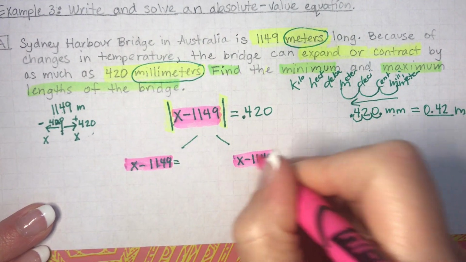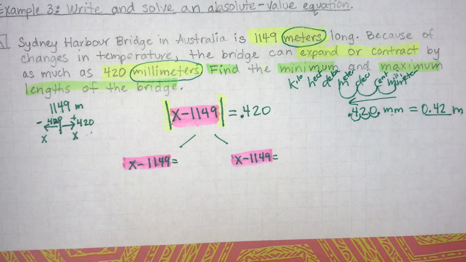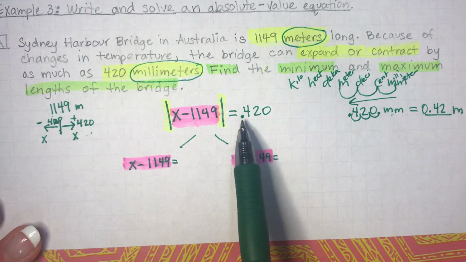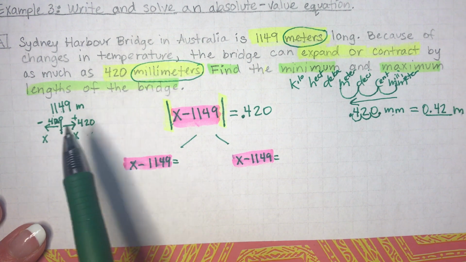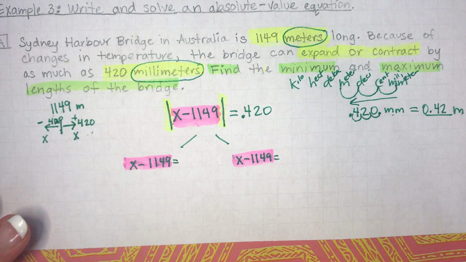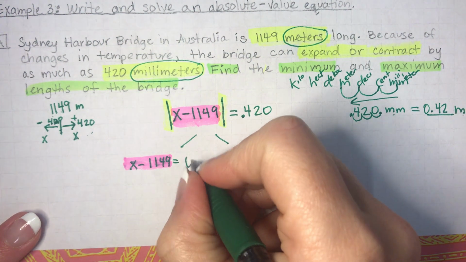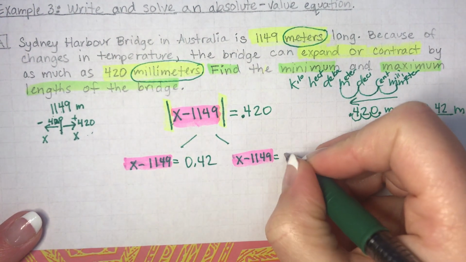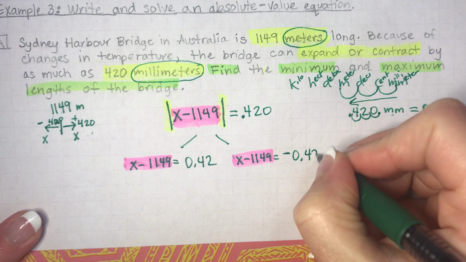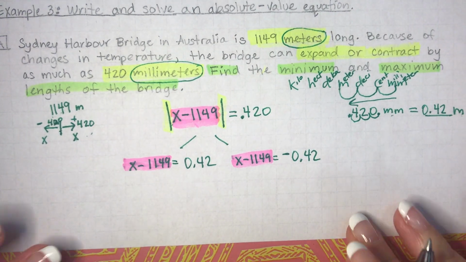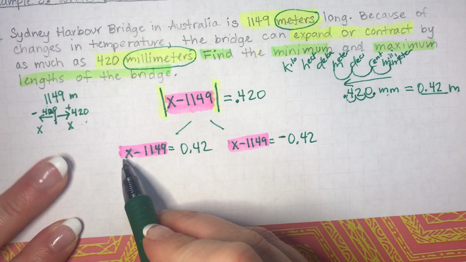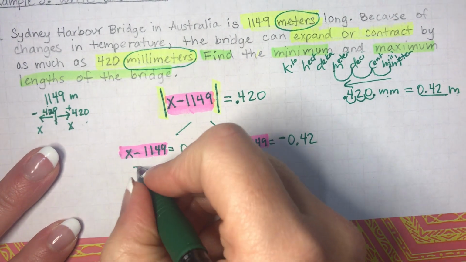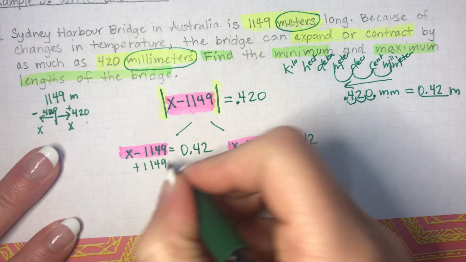Okay, this is exactly the same. You don't change anything, but what we do change is this 0.42. It goes 0.42 meters now in this direction, and then in the negative direction as well. So this is 0.42 and then a negative 0.42. All right, now we just use our algebra and solve. We're trying to figure out what x is. We're going to do the inverse of subtraction, which is addition, to both sides.